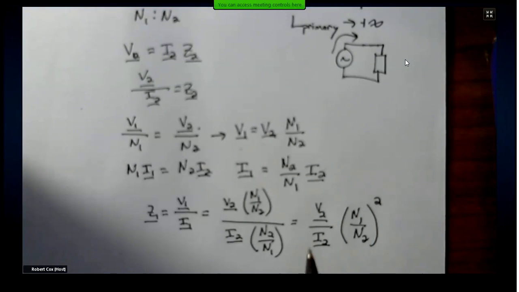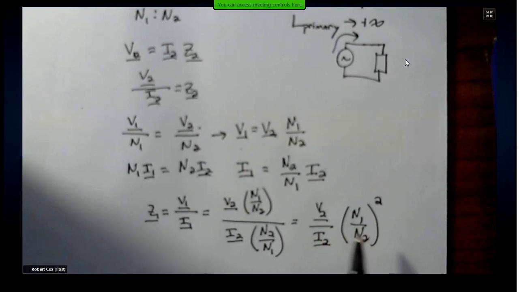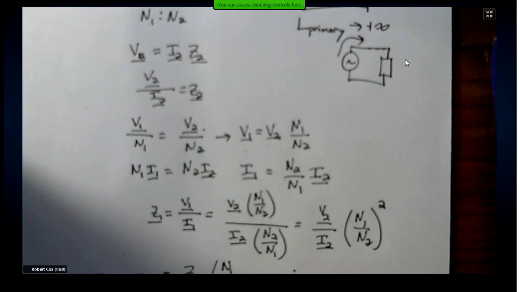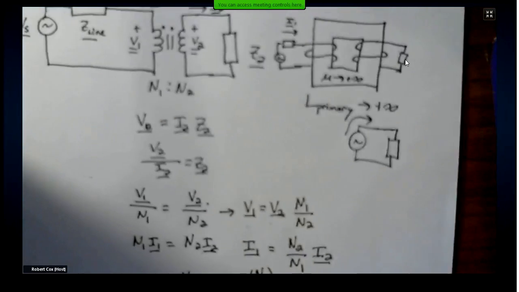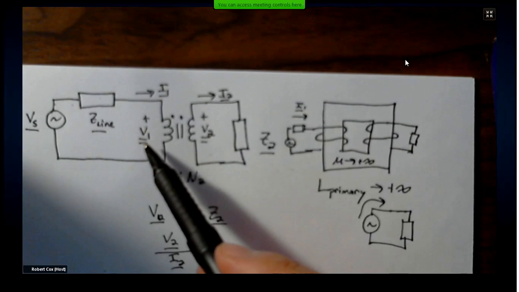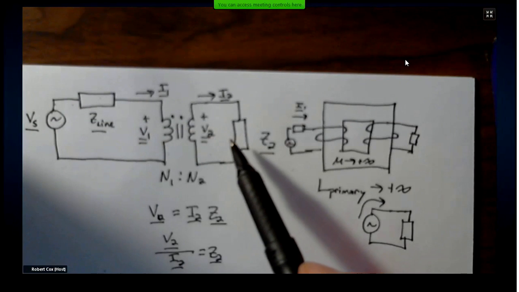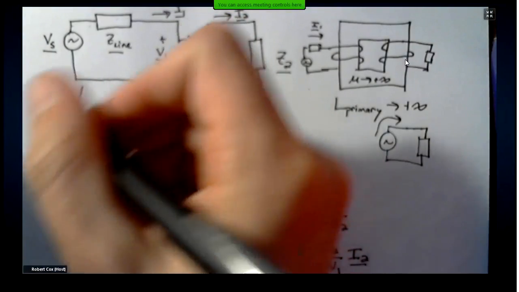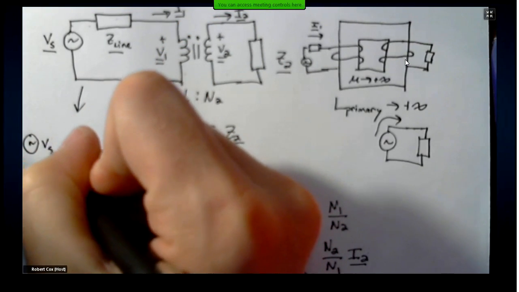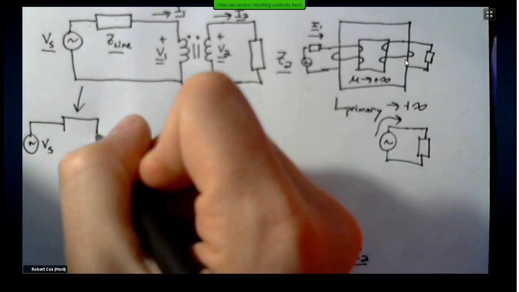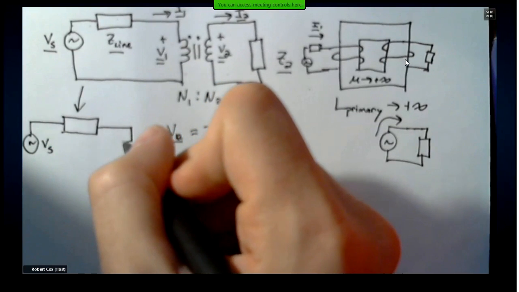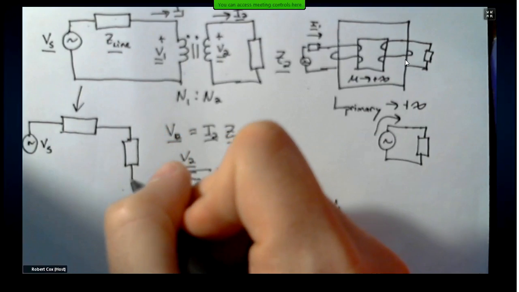The important thing about what I just did right there is this can be represented now as Z2 times N1 over N2 quantity squared. Basically, we're saying that the voltage and current here can be represented by some impact of what this impedance is doing. So in other words, this circuit could effectively be redrawn as this. Could be redrawn as that.